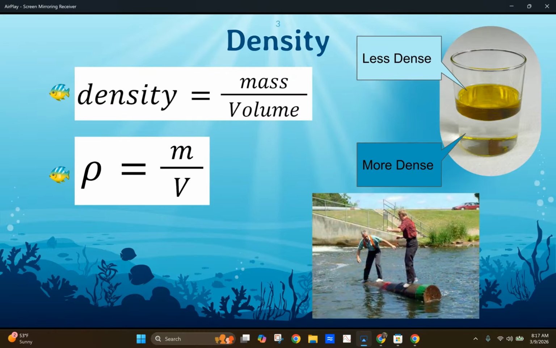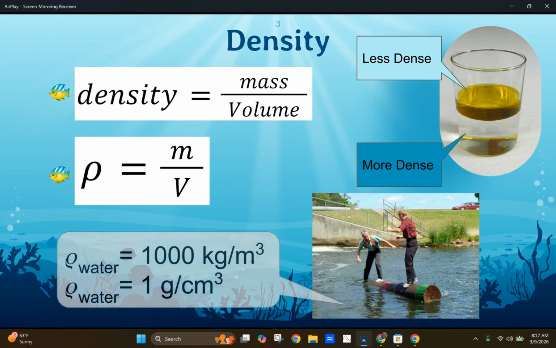Now, if you have an object that's floating in water, the thing that we need you to remember or memorize or write down in a very accessible place is the density of water. And these are weird density symbols, but it's fine. So the density of water is 1,000 kilograms per meter cubed, or 1 gram per centimeter cubed.